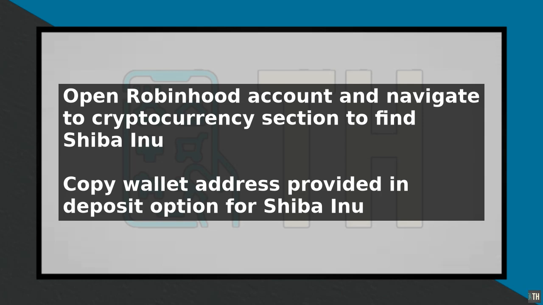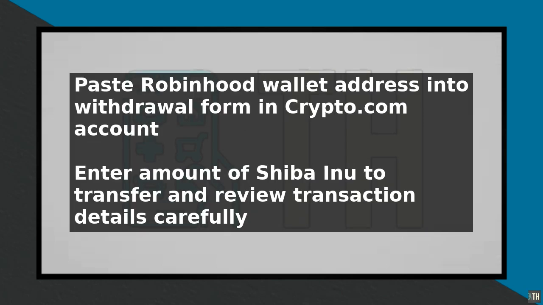Return to your Crypto.com account and paste the Robinhood wallet address into the withdrawal form. Enter the amount of Shiba Inu you want to transfer and review the transaction details, including any applicable fees. Confirm the transaction and wait for the withdrawal to be processed.